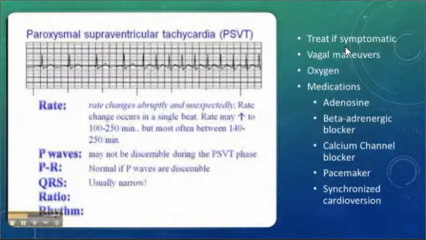You treat them if they're symptomatic. If they're in a maintained SVT, not paroxysmal, you definitely have to treat. First thing you try is ask them to bear down, do the Valsalva maneuver, give them oxygen, and the medications: adenosine, a beta blocker, calcium channel blocker, possibly a pacemaker, synchronized cardioversion. We will talk about pacers and cardioversion, and the next slide talks about your adenosine.